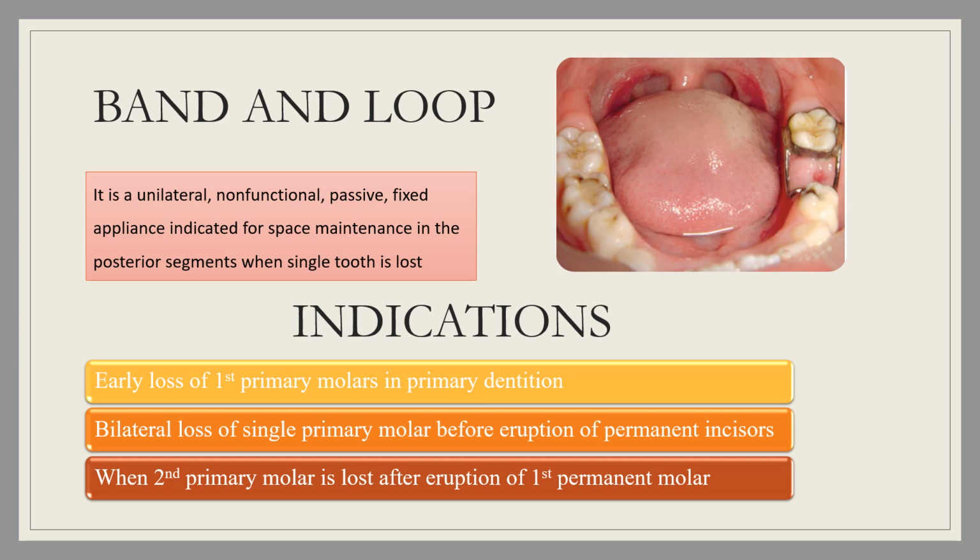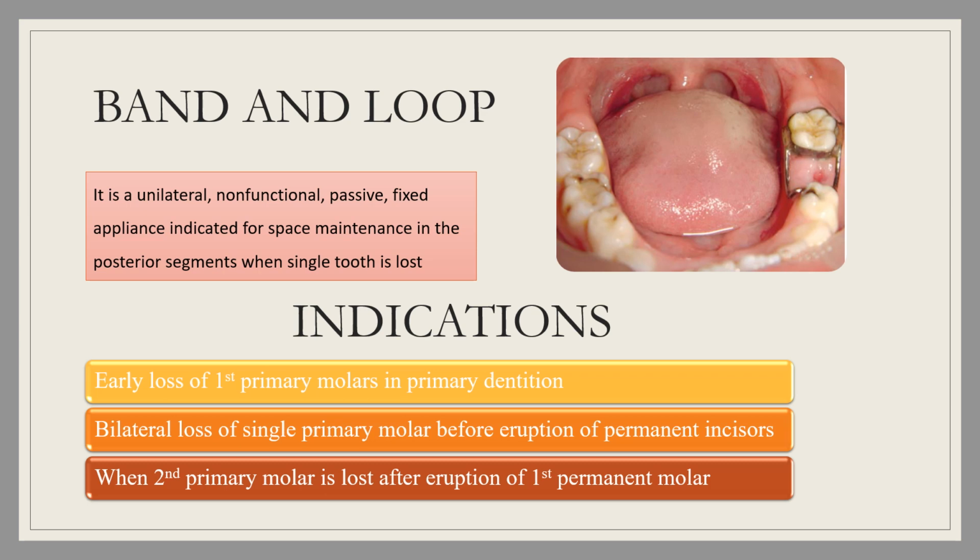It's not an active appliance. This appliance is not going to exert any forces or continuously act with some pressure. It's a passive appliance. It's just going to stay where it is kept and how it is kept, and it's a fixed appliance. When do we give this band and loop space maintainer?